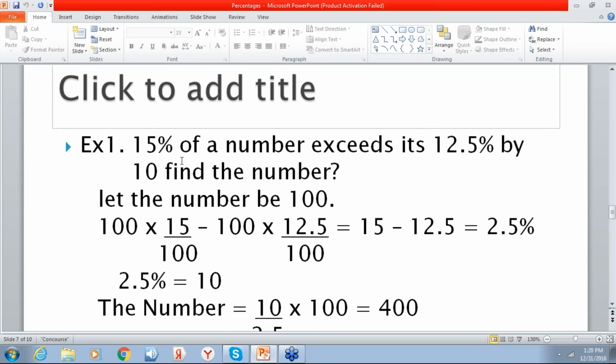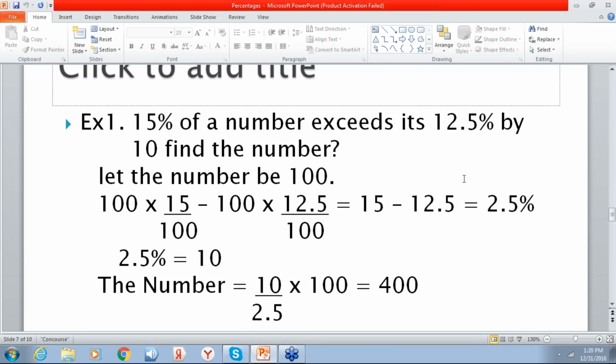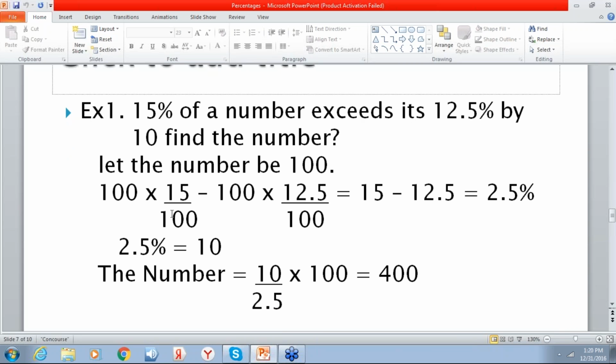For example, if 15% of a number exceeds its 12.5% by 10, find the number. Let the number be 100. Then 15% of 100 is 15 and 12.5% of 100 is 12.5. So what is the difference? The difference between 15 and 12.5 is 2.5%.